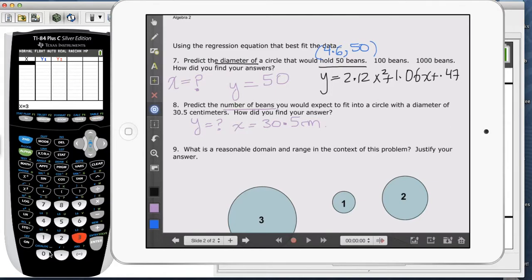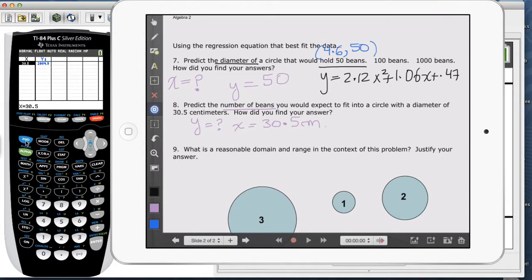And you put 30.5 and you press enter, and it's going to give you the y value, which is in this case 2004 beans. Now the reason why you see a y2 is because you have a y2 over here. So if it's bothering you, you can just clear it, go back to second table, and as you can see, 2004 is the number of beans.